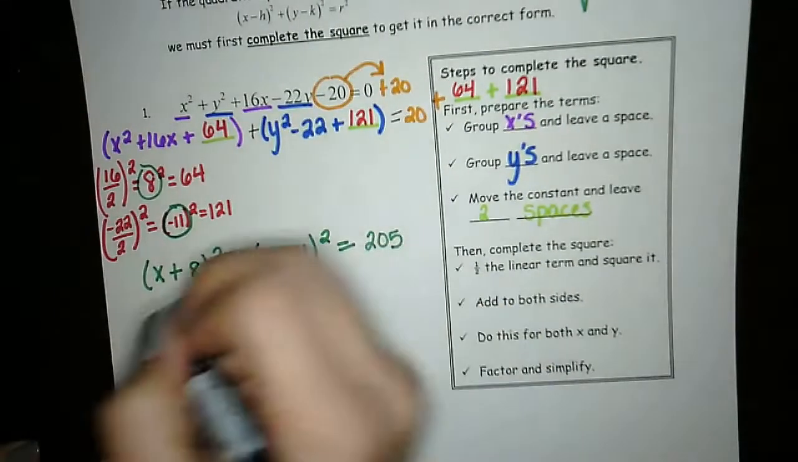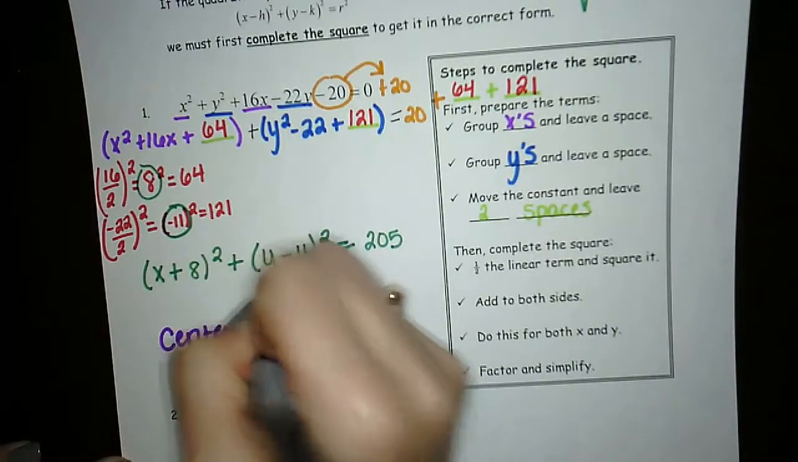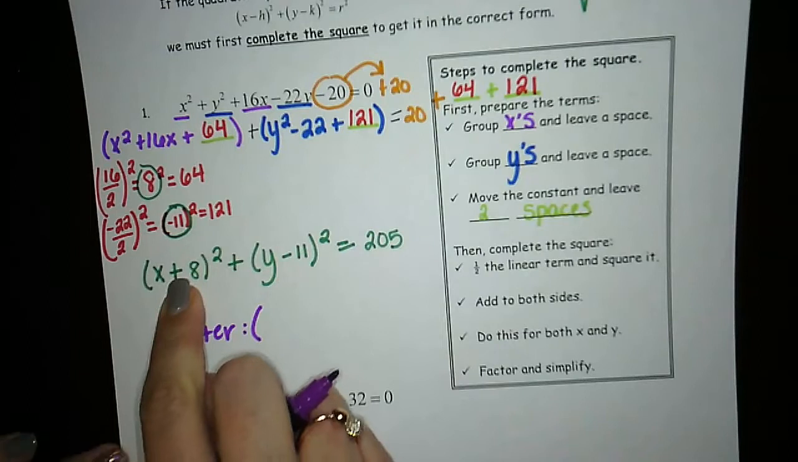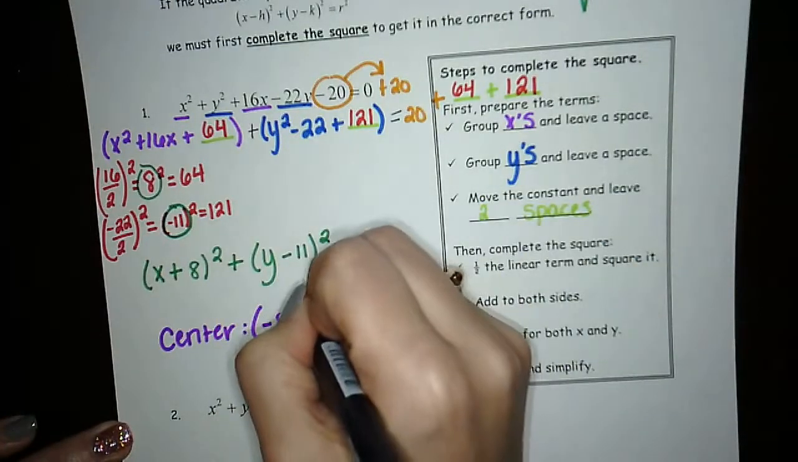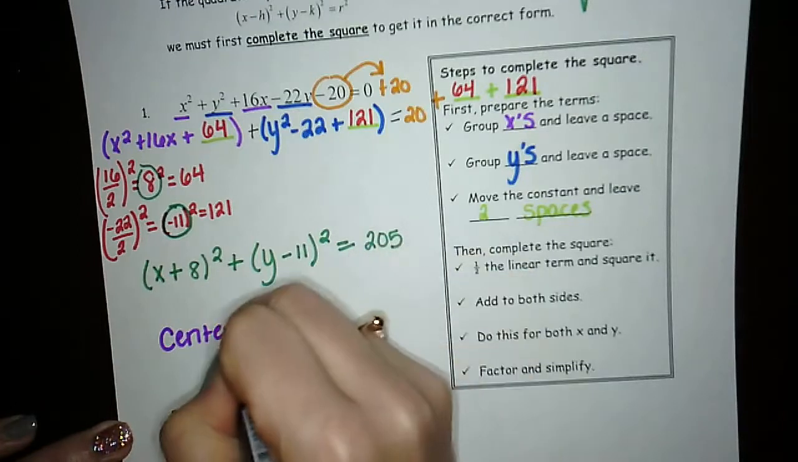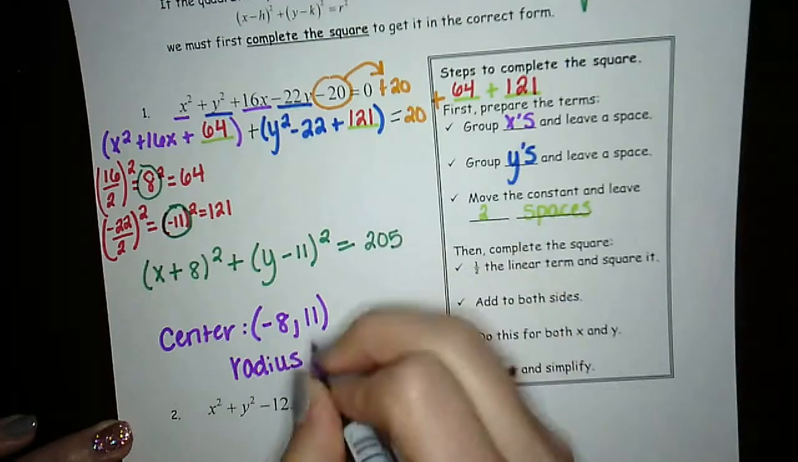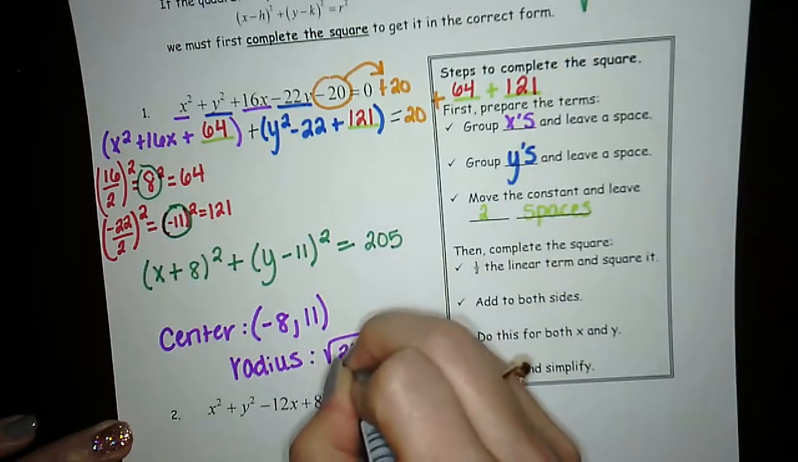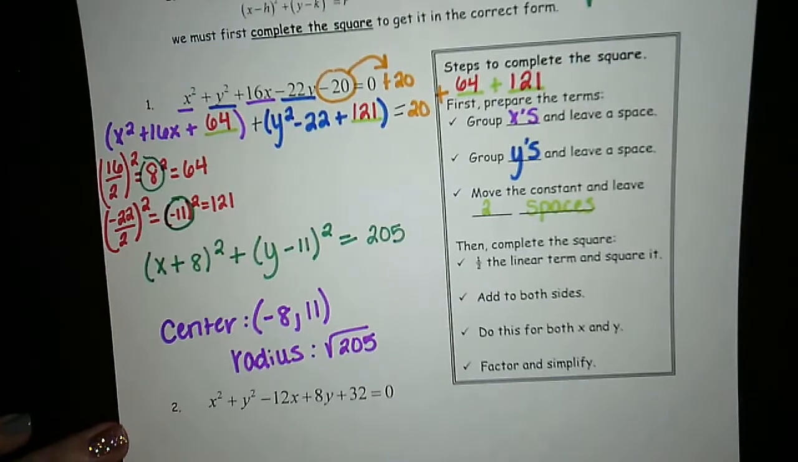So the center is h, k, so negative 8. Remember, we changed the sign. K is positive 11. And then your radius is the square root of this number. So it's square root of 205. This number does not reduce, so that's our answer. Okay.